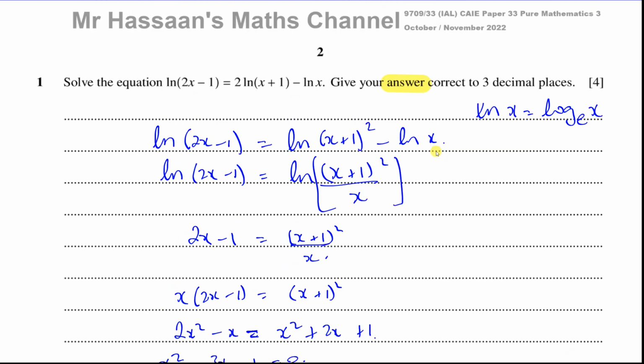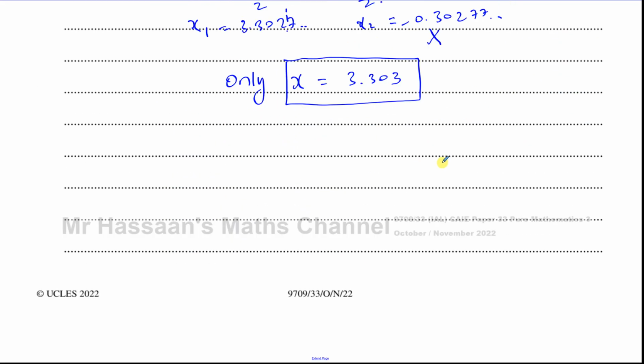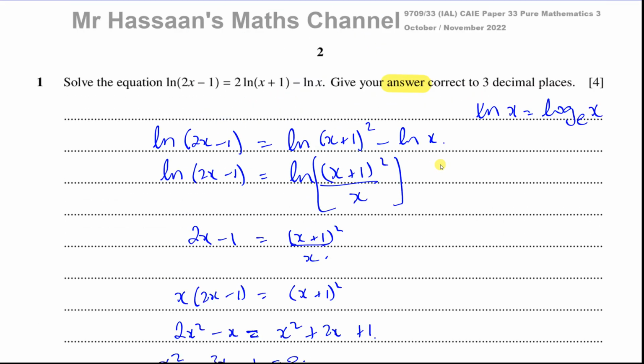There's a very important point here that you have to take into consideration. If you have not revised logarithms properly, you must revise it. So there's the answer to question number 1 from this paper. I hope that was clear.